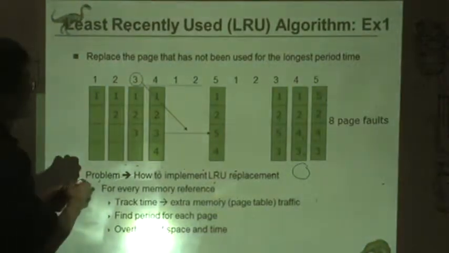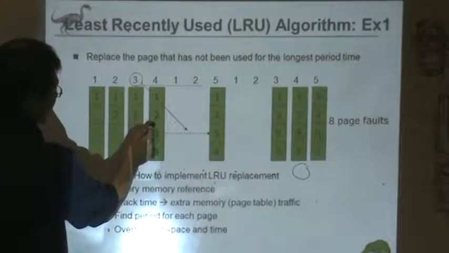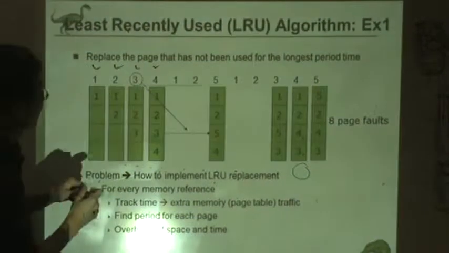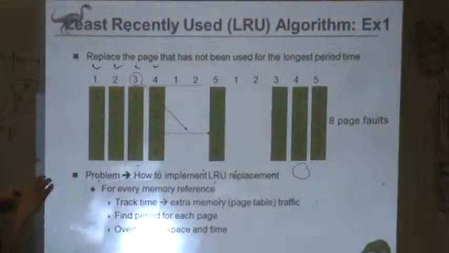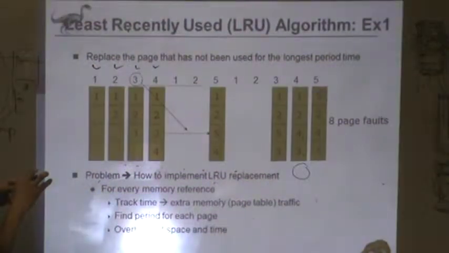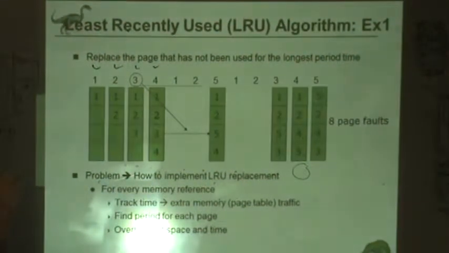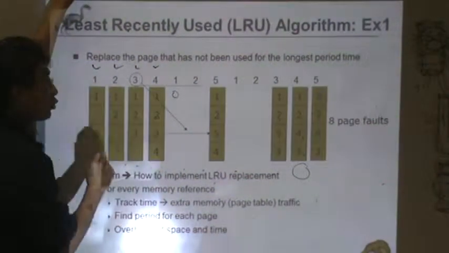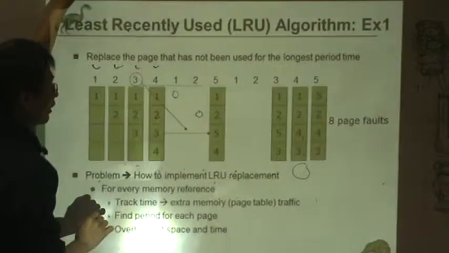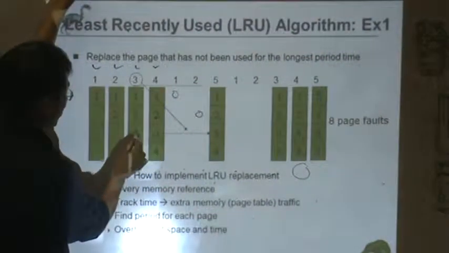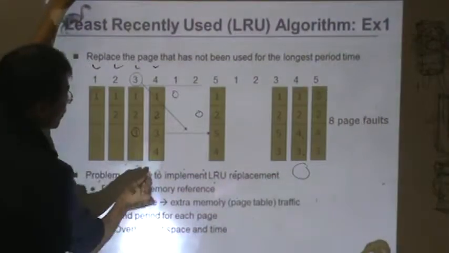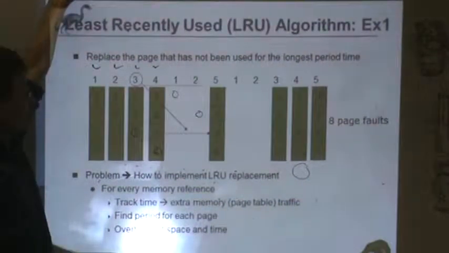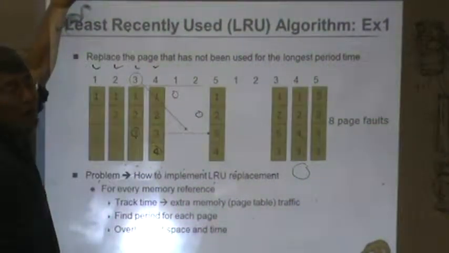So 1, 2, 3, 4. Then 1, 2, there's no problem. So we have so far 1, 2, 3, 4 in the 4 frames. Then 5. When we see the 5, which one will be replaced? 3. 1 was used this time, right? 2 was used this time. And 3 was used back then. And 4 was used this time. Which one is the least recently used one? 3. It's different from first in, first out.